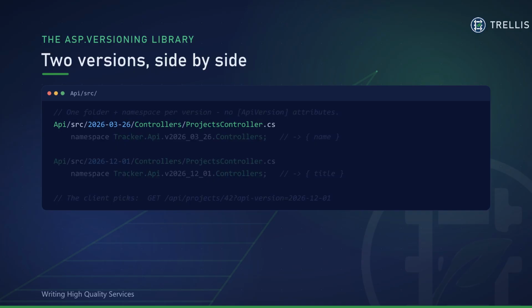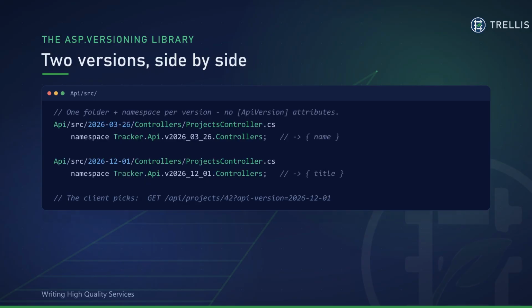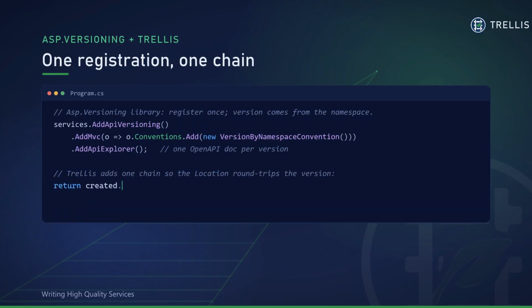You make one folder per version, a dated folder, March 26th and December 1st, and the controller inside carries a matching namespace. The old controller returns name, the new one returns title. No API version attributes anywhere. The library's namespace convention reads the version straight from the namespace segment, and the client chooses with a query parameter: api-version equals 2026-12-01.